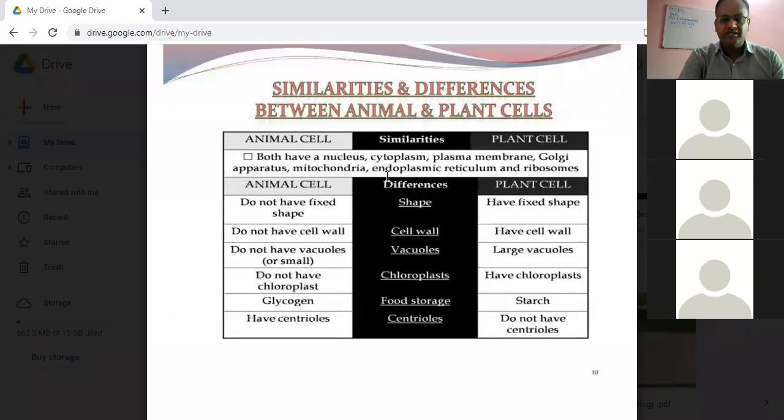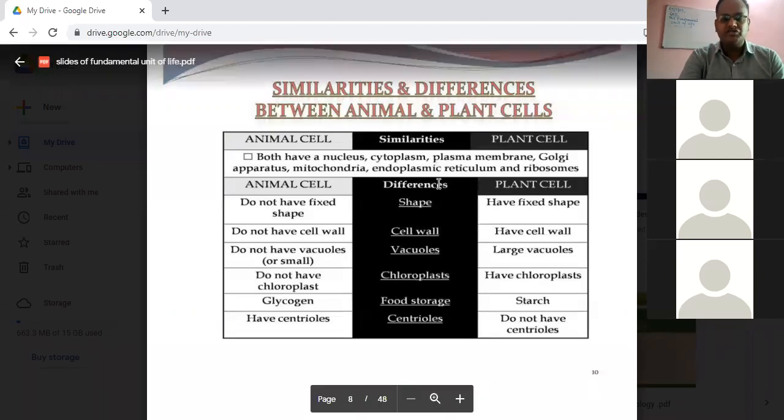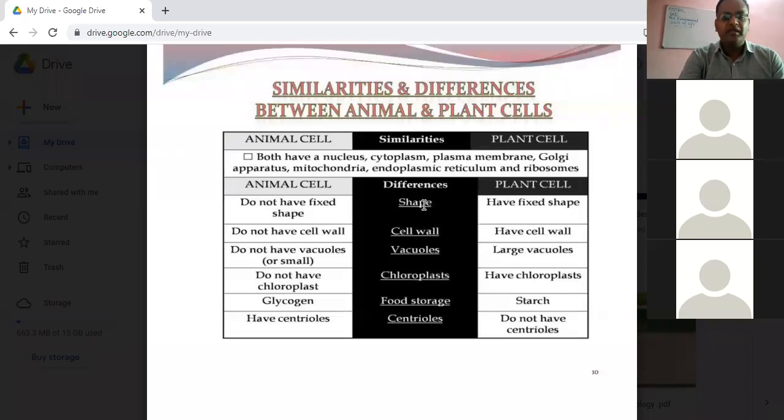Now, you can see the two columns, and they indicate the differences. In terms of shape, the animal cell does not have a fixed shape, but the plant cell does. The animal cell does not have the cell wall, but the plant cell definitely does. The animal cells do not have vacuoles, and if vacuoles are present, you can't say a vacuole is completely absent, they are small, whereas here the vacuoles are large.